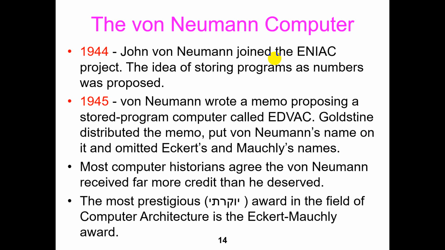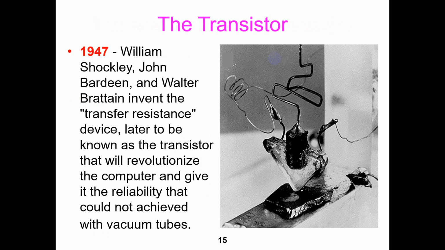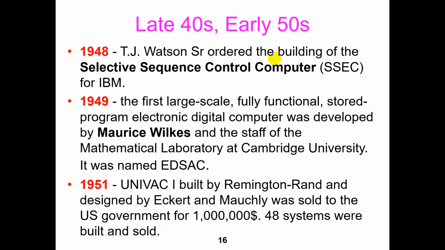The most prestigious award in the field of computer architecture is the Eckert-Mauchly Award. The transistor. In 1947, William Shockley, John Bardeen, and Walter Brattain invented the transfer resistor device, later to be known as the transistor, that will revolutionize the computer and give it reliability that could not be achieved with vacuum tubes.